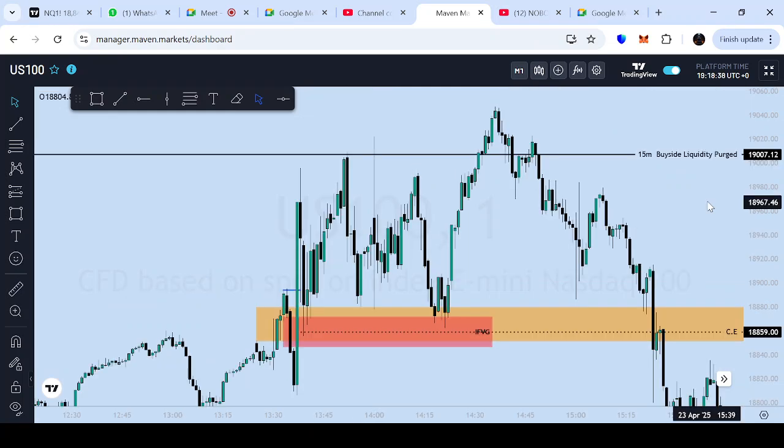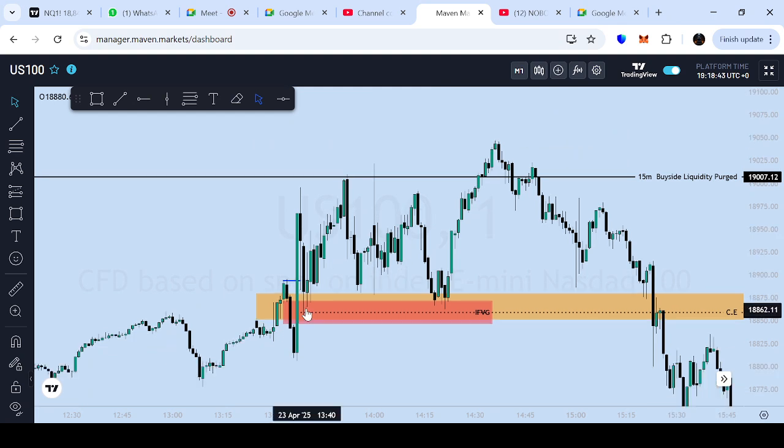Then you look for the next draw on liquidity. After a delivery inside the first fair value gap, price ran up. Where did it go to? To this buy side liquidity. That's 15 minutes buy side liquidity during the 9:30 opening price, that's New York session.